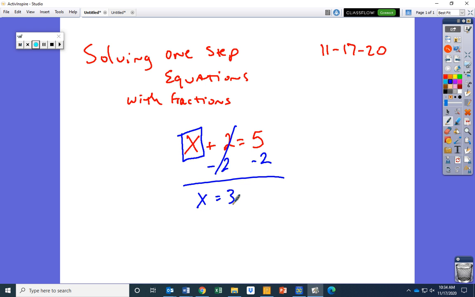But what we're going to be concerned with is having fractions here. You might be able to do them in your head, but I don't care. I want you to show me the steps to solve a one-step equation. Does that make sense? All right.